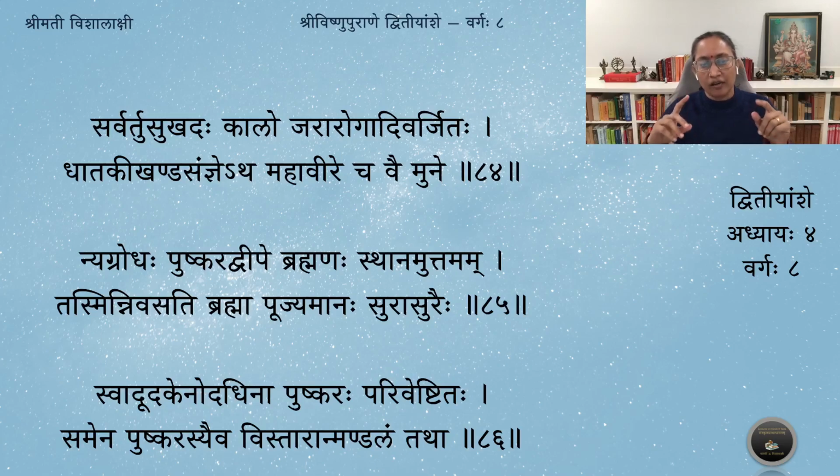Nyagrodha pushkaradvipe brahmanaha sthanam uttamam tasmin nivasati brahma pujyamanaha surasuraihi. There is a nyagrodha tree in the middle. In that nyagrodha tree is sthanam uttamam. It is the best sthanam for Brahma. It is Brahma sthanam. Chaturmukha brahmanaha tu tatra nyagrodha vrikshe eva tatra adhasthale saha vasati iti. Tasmin nivasati. Brahma stays there, and he is pujyamanaha. He is worshipped by surasuraihi, both the devas and the asuras.